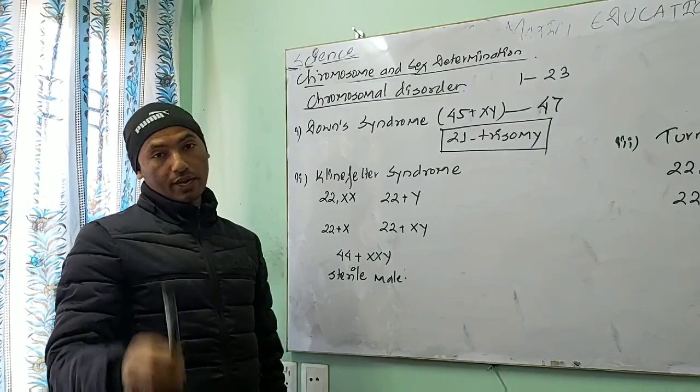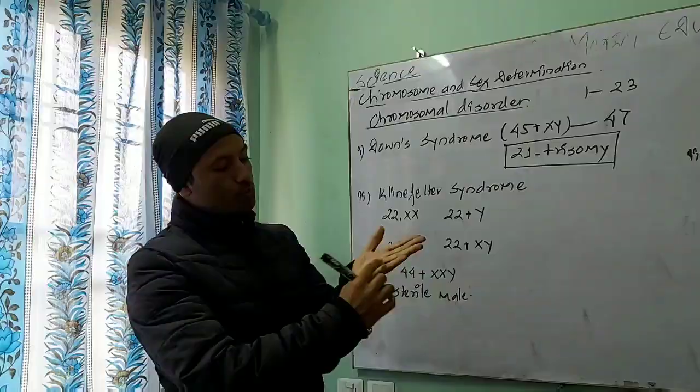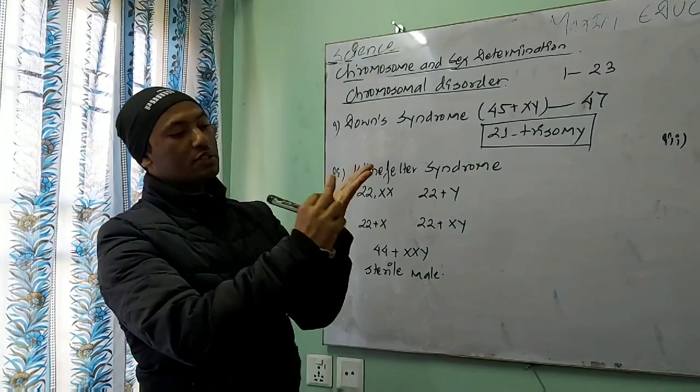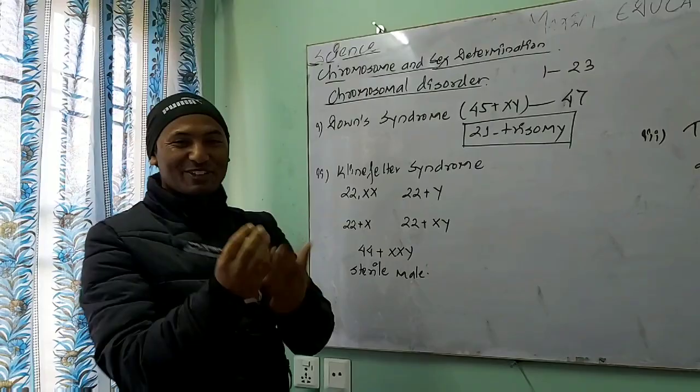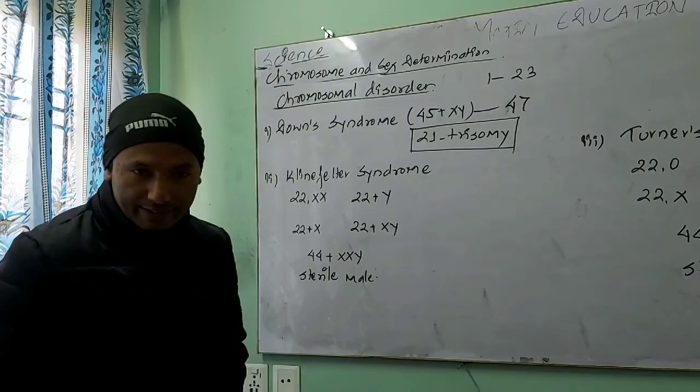Another symptom of Down syndrome is a short neck, a very short neck, and small fingers. Look, my fingers are very long, and their fingers are very small, little fingers. If you are looking at this video, don't worry about that. Smaller fingers might not be from Down syndrome. It might be your hereditary character. So the symptoms of Down syndrome are covered.